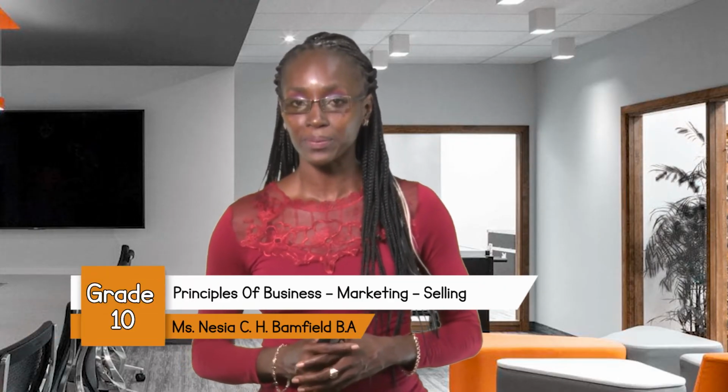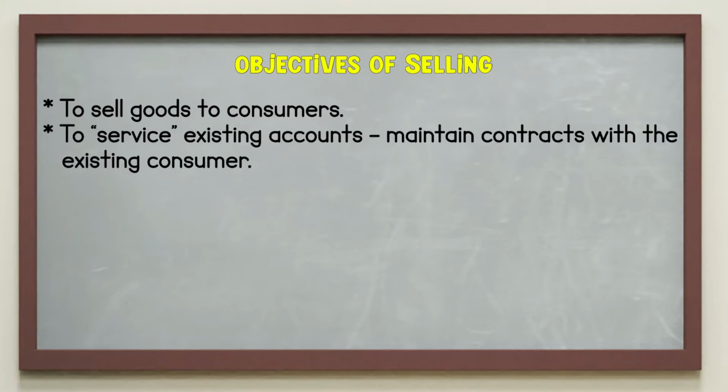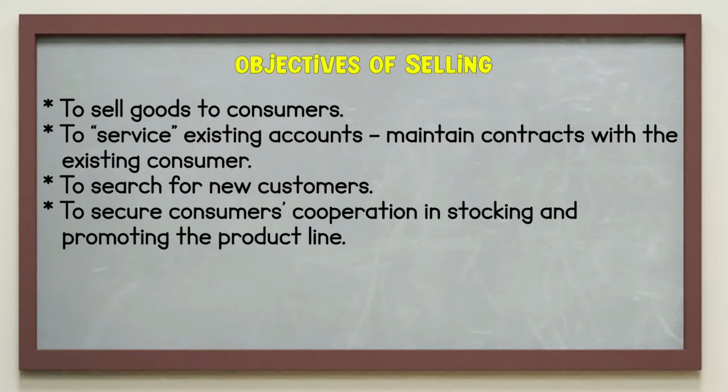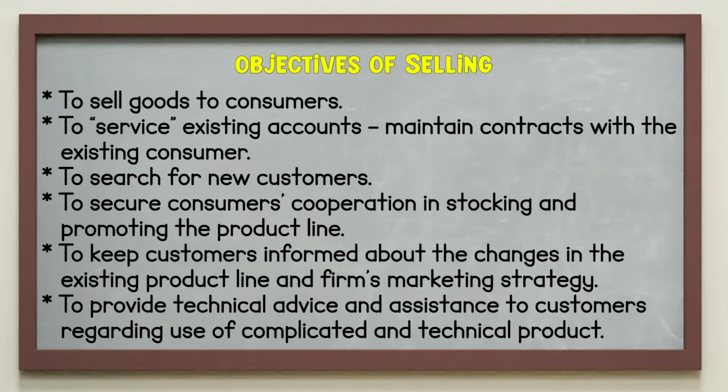Objectives of selling. The objectives of selling are to sell goods to customers, to service existing accounts, that is, maintain contacts with existing customers, to search for new customers, to secure customers' cooperation in stocking and promoting the product line, to keep customers informed about the changes in the existing product line and firm's marketing strategy, and to provide technical advice and assistance to customers regarding use of complicated and technical products.